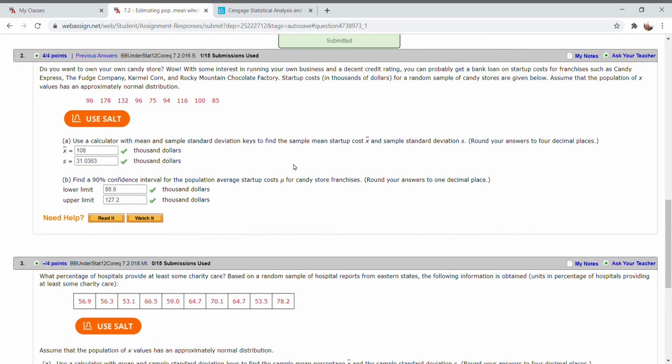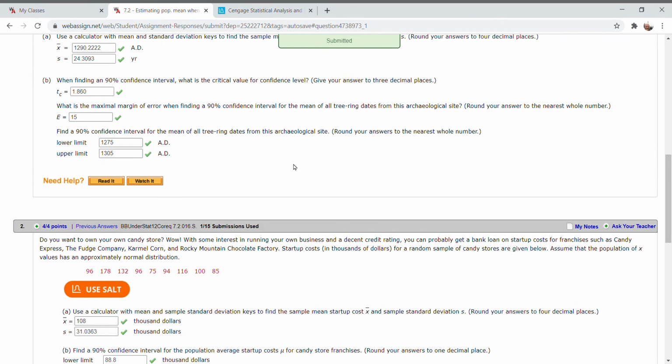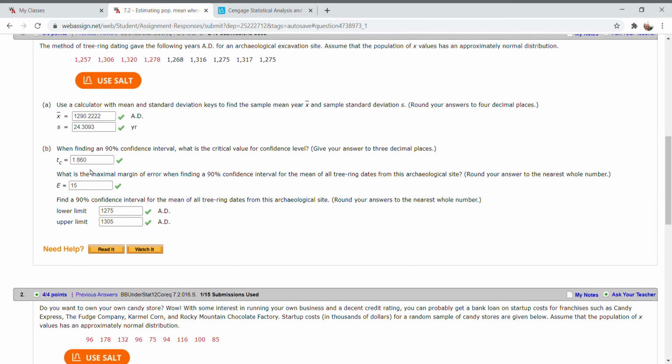The headache of number 2 is that you don't have boxes for cutoff T or E. So if you're going to use this particular software, you're going to need to write these values down, because you have to know the cutoff in order to find E.